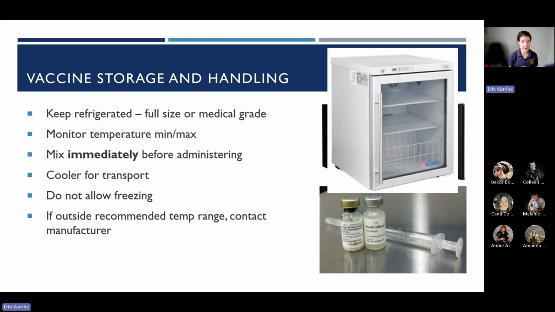What does work better, if you need something convenient, is purpose-built medical grade fridges. These are built to keep things at a stable temperature. And they come in small sizes if we need something convenient. We want to monitor the temperature minimums and maximums. For any vaccines that we have to mix up, we want to mix them up immediately before administering.